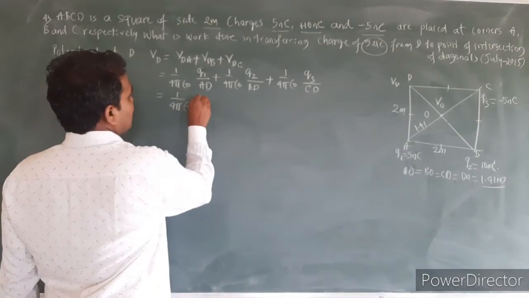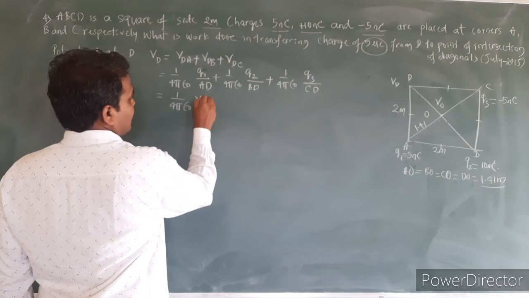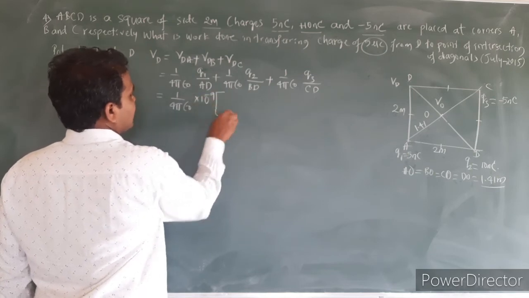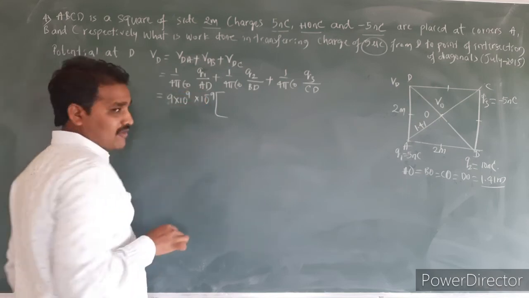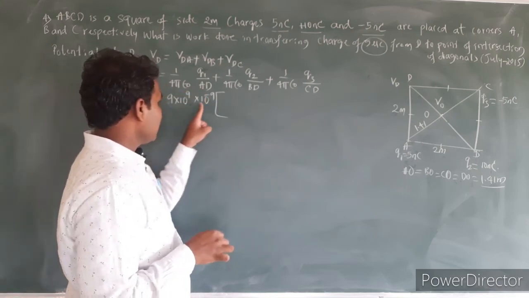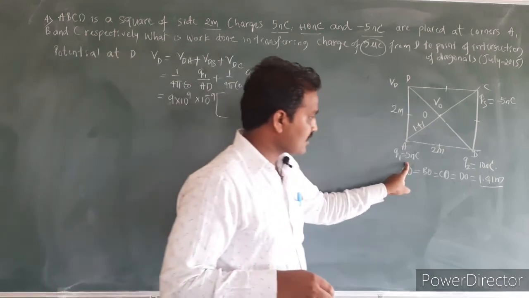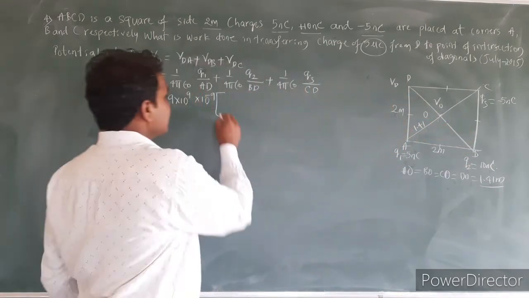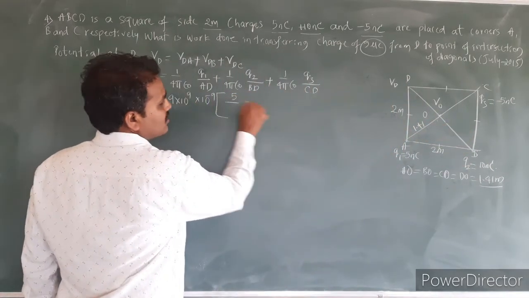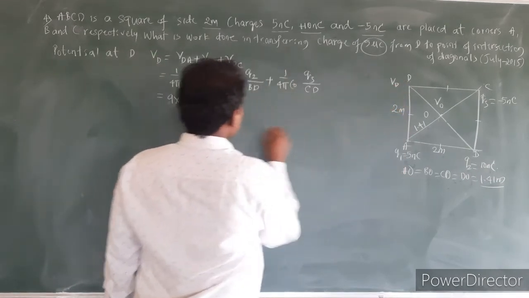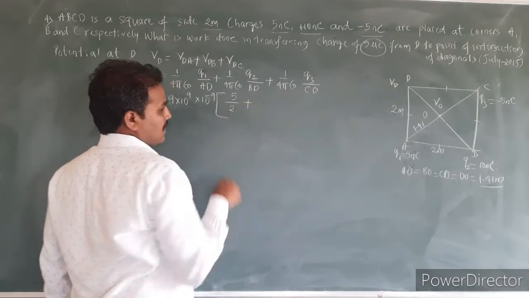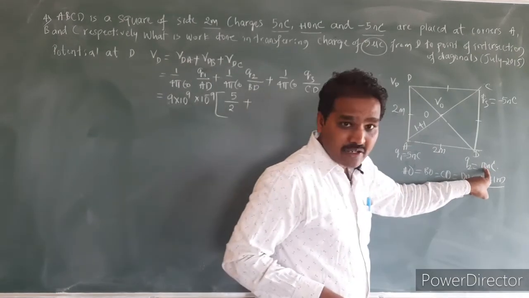Into 10 to the power of minus 9. This I can write as 9 into 10 to the power of 9, the 1 by 4 pi epsilon naught value I am substituting here. 10 to the power minus 9 is associated with all the charges. Inside I will just write the numerical values. Here will be 5 divided by AD, which is how much? 2 meters. Plus here I have 10 nanocoulombs.